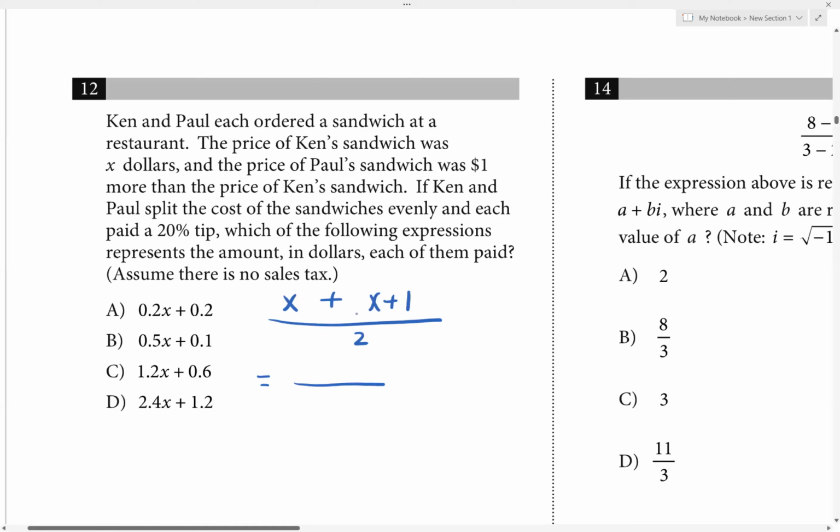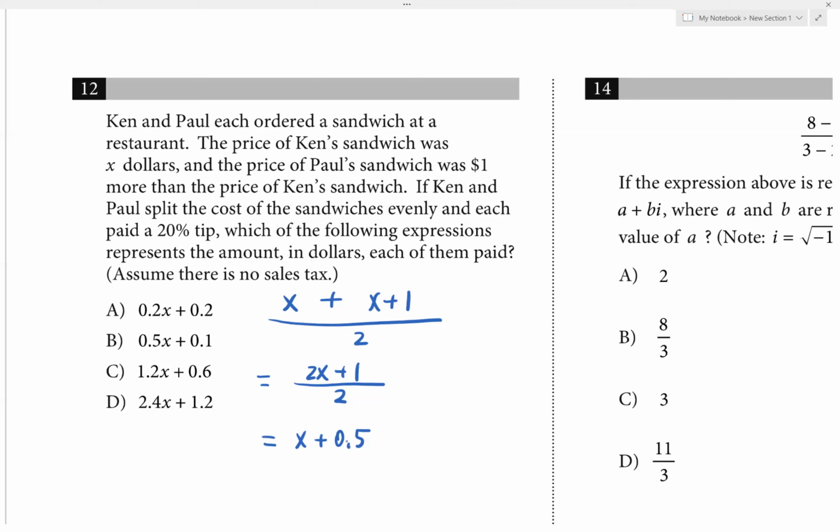So that should be x plus x plus 1 over 2. So that will be 2x plus 1 over 2. And then to solve this 2x plus 1 over 2, you can do 2x divided by 2, which is x, and then 1 divided by 2, which is 1/2, or 0.5. So if they split the cost evenly, each of them had to pay x plus $0.5.